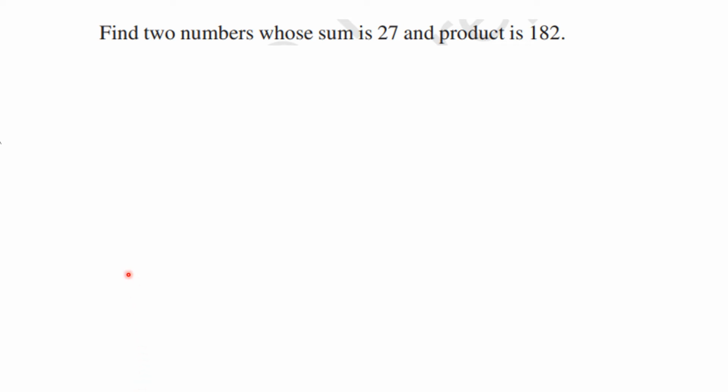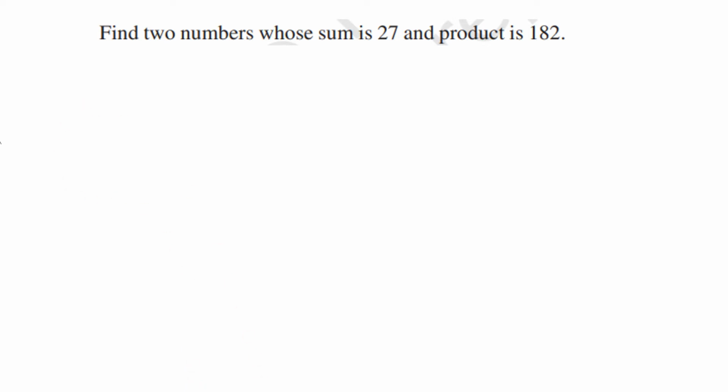Today we are going to see how to write a quadratic equation for the given word problem. This is your NCERT second exercise word problem. Find two numbers whose sum is 27 and product is 182. So when you get a problem like this, it's very simple.